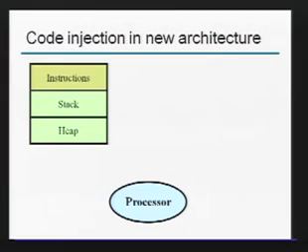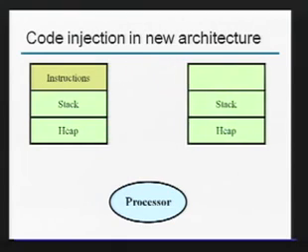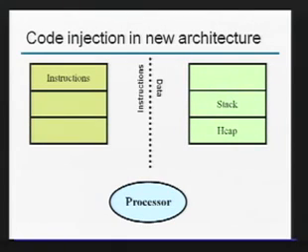So on this new architecture, what would a code injection attack look like? We have a normal process layout that looks something like this, with our instructions and our stack and our heap. And now imagine that we instead split it up, and this would all be in one physical memory, but we're going to keep it split for illustration purposes, so that all the instructions are in one portion of memory and all the data is in another.